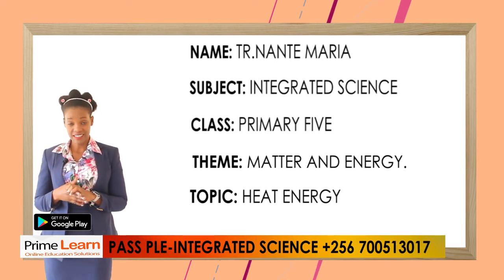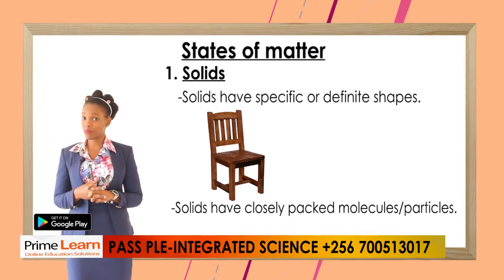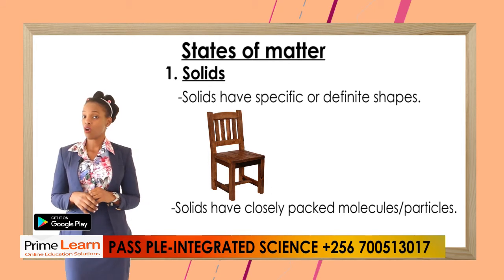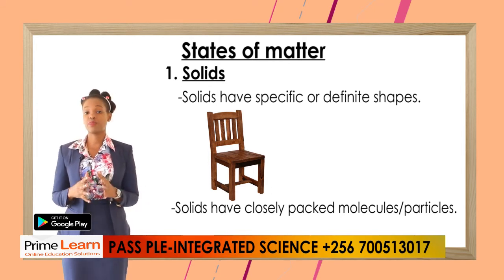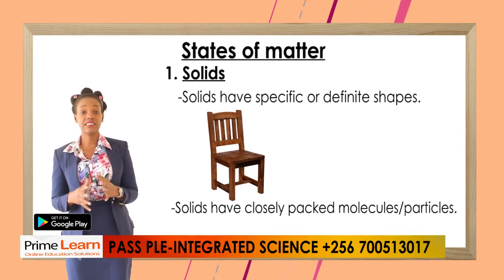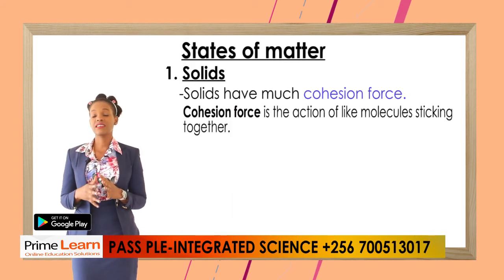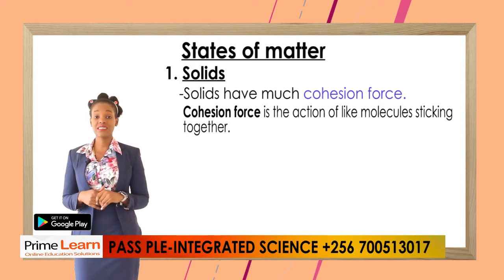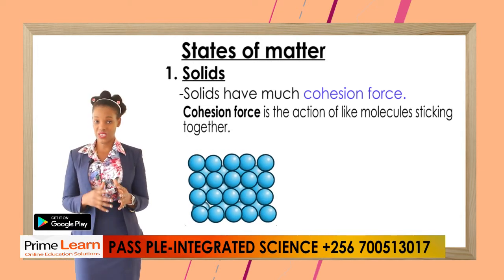states of matter. Do you know them? I guess yes. We have three major states of matter. To begin with, we have solids, or what we can call solid state. Solid states have specific shape, or they have definite shape. They have closely packed molecules or particles. Solids have much cohesion force. When I talk about cohesion force, it is the action of like molecules sticking together.